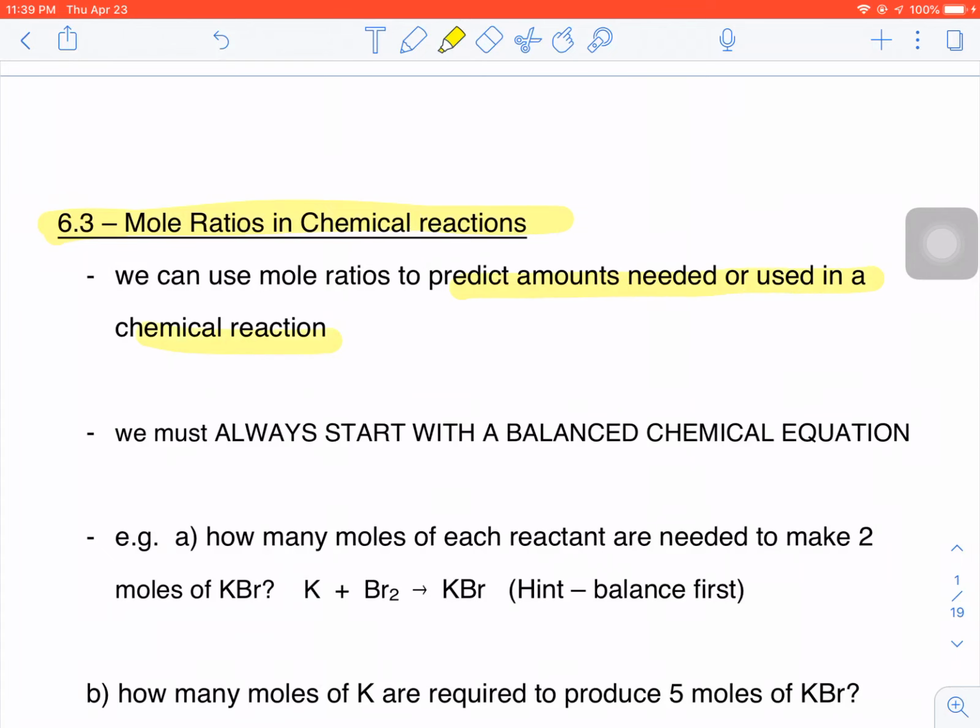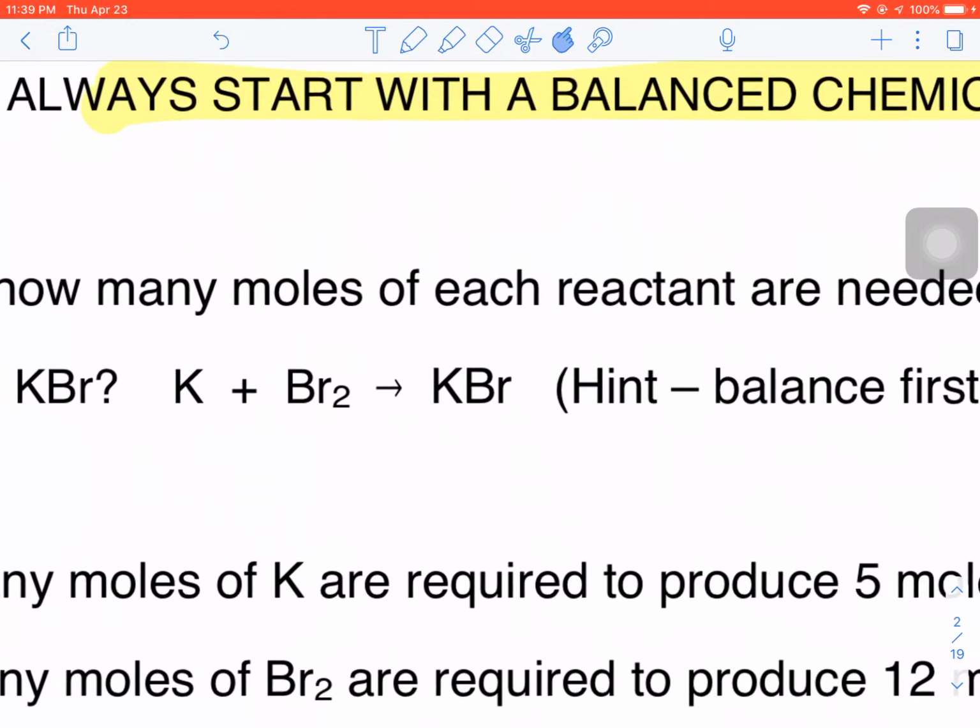Okay, so most important, absolutely most important here, put some stars beside this. Start with your balanced equation. If your equation's wrong, this is probably a 5-mark question. If your equation's not balanced, the entire question is wrong. So you have to always, always, always start with a balanced chemical equation. We know how to balance chemical equations.